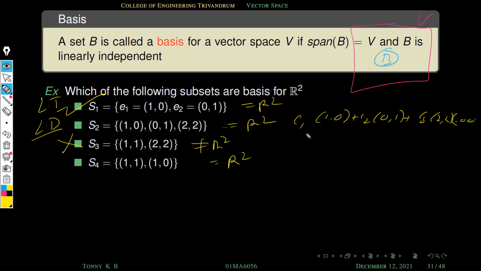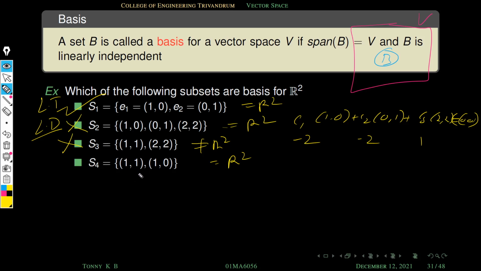Yes, if we choose C1 as minus 2, C2 as minus 2 and C3 equal to 1, then this linear combination is equal to 0. Here not all Cis are 0. Anyway, this set is linearly dependent. So this is not a basis. Not a basis, but it is a spanning set.